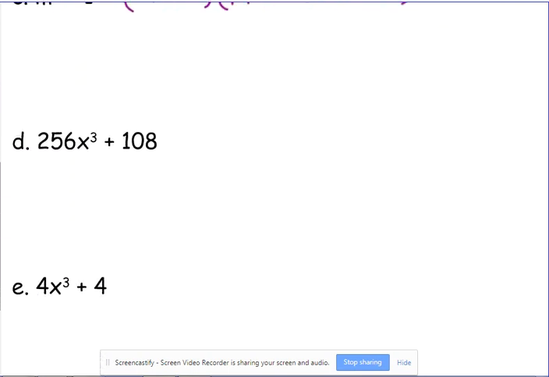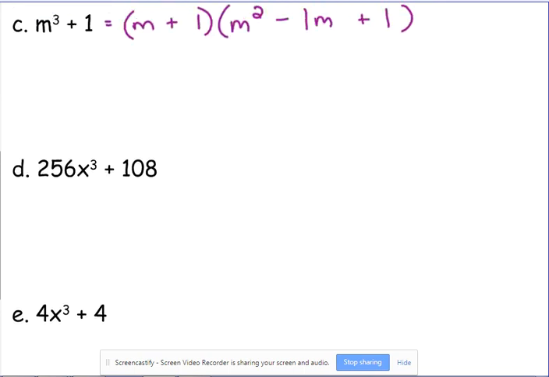Now, example D, 256 and 108 are not perfect cubes on our list. So that must mean, it looks like it should be the sum of perfect cubes, but it's not. So that must mean that there's a GCF. I'm thinking that these are divisible by 3. So let's start by taking out a 3.